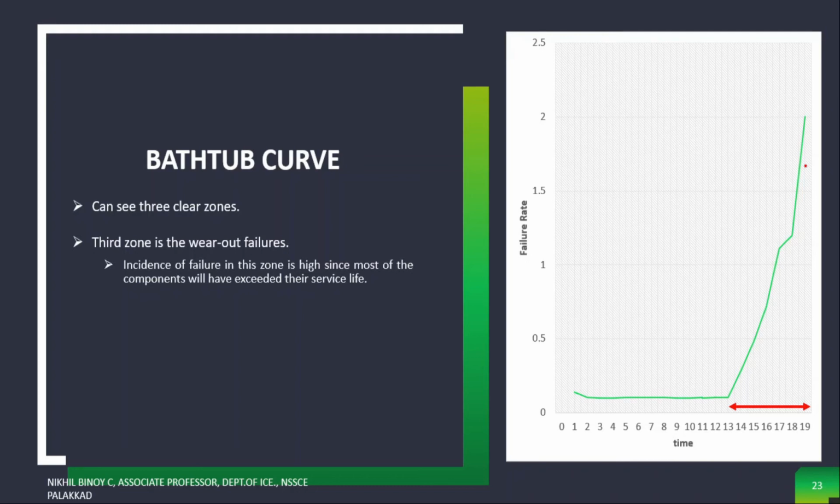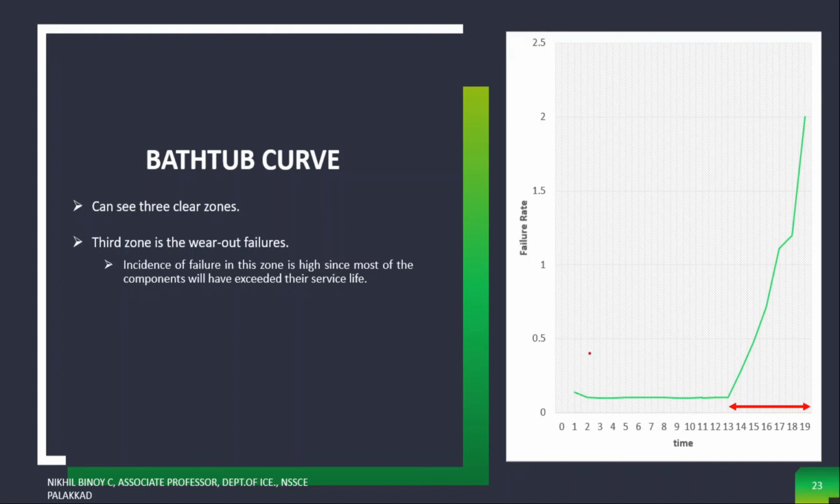Okay, so what can we do? We can decrease this slope by using components with high quality. By using high quality components, we can decrease this slope. That we can do. Otherwise, we can avoid this wear out failure.